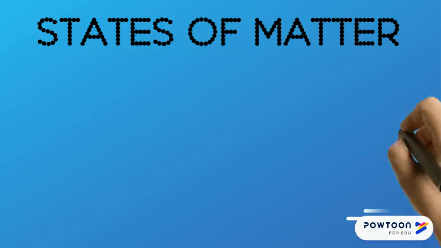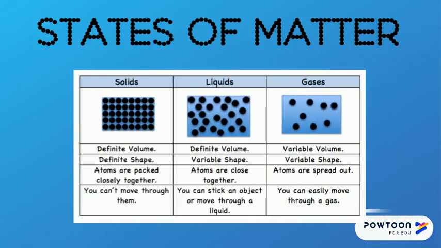Let's take some time to recap the three states of matter we've learned about today. Solids. Solids have a definite volume and a definite shape. The atoms are packed closely together so they cannot move, they can only vibrate. You cannot move through a solid.